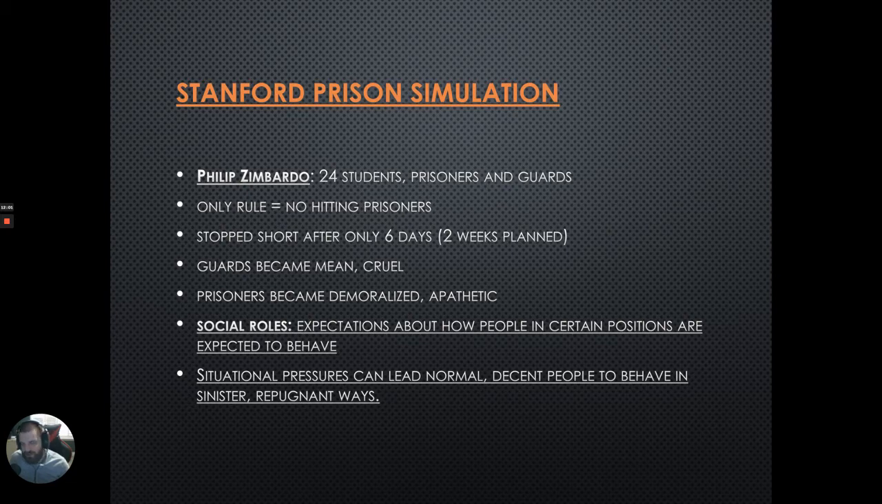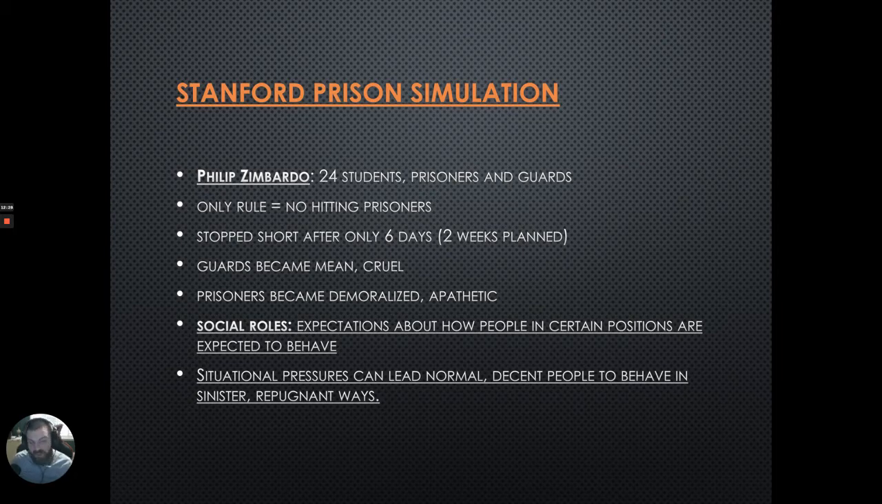However, the study devolved very quickly into a kind of dangerous scenario for both guards and prisoners, and as a result, the study was brought to an end much faster than initially planned. What was the study about? Well, it was primarily to test the idea of situational pressure and social roles. And so how should someone behave if they're in a certain position? How are they expected to behave?